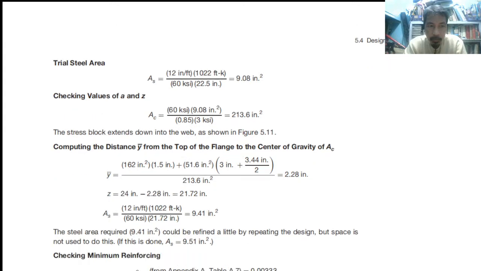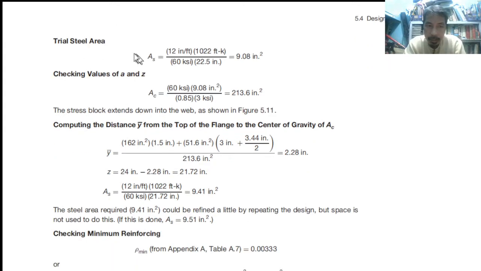So after that, we can try a steel area, using that lever arm. This is the moment, with the conversion factor. Moment is equal to lever arm times fy, so fy and lever arm. If you do that, you can calculate As, checking the values of a and Z.